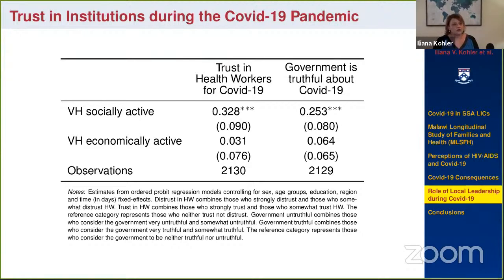These results are summarized in this table, which shows that respondents who live in communities where the village heads are socially active report higher trust in the health workers to address the COVID-19 pandemic. And they also think that the government is more truthful about messages related to the COVID-19 pandemic.